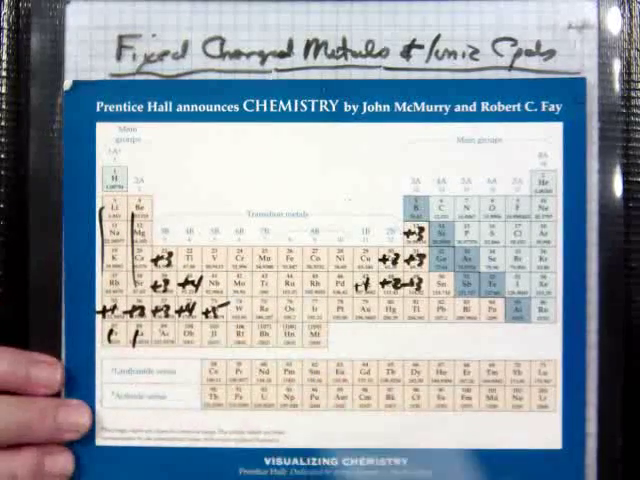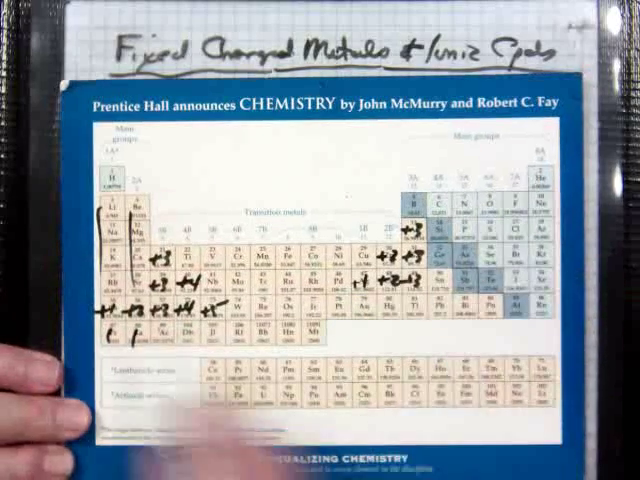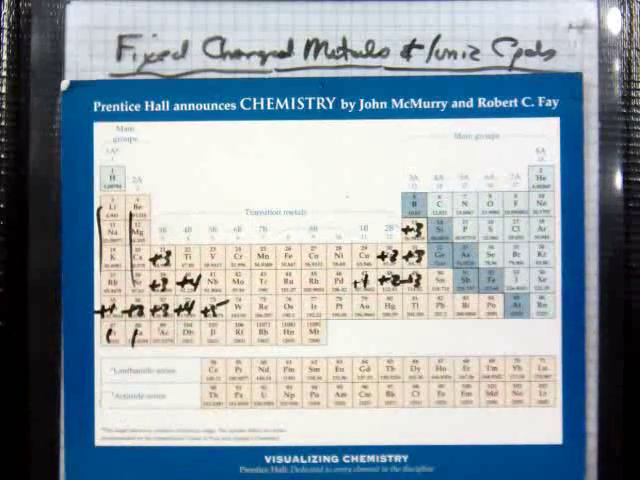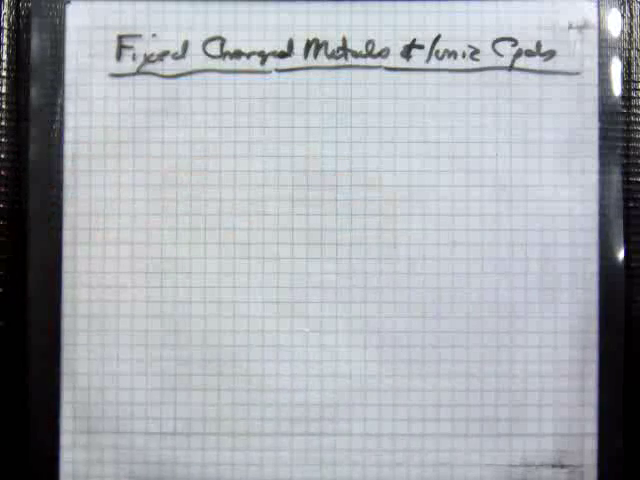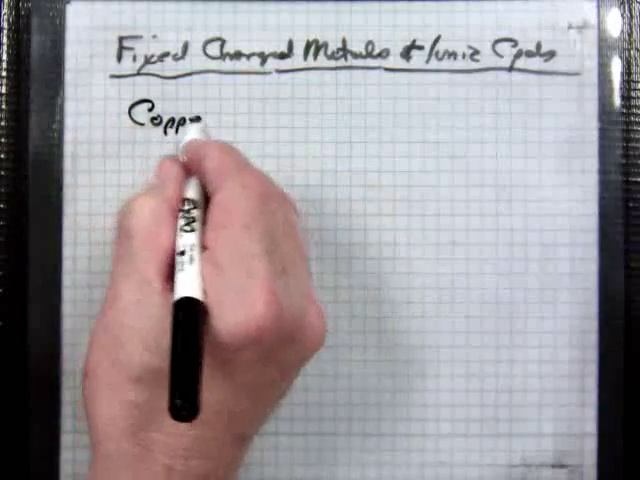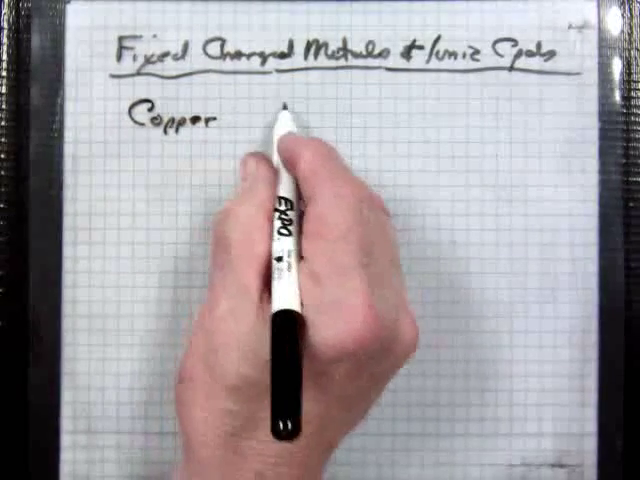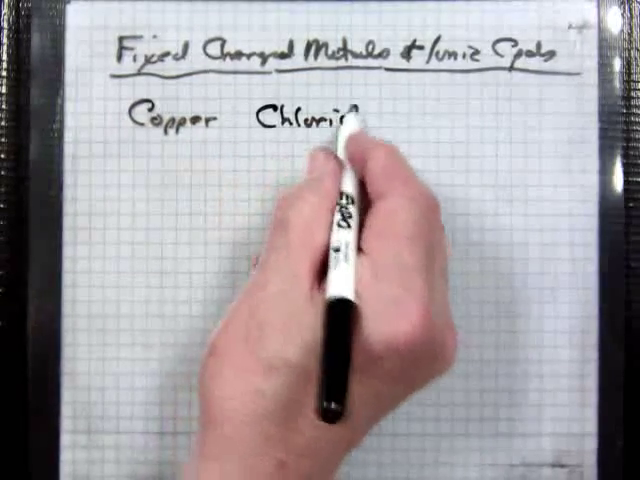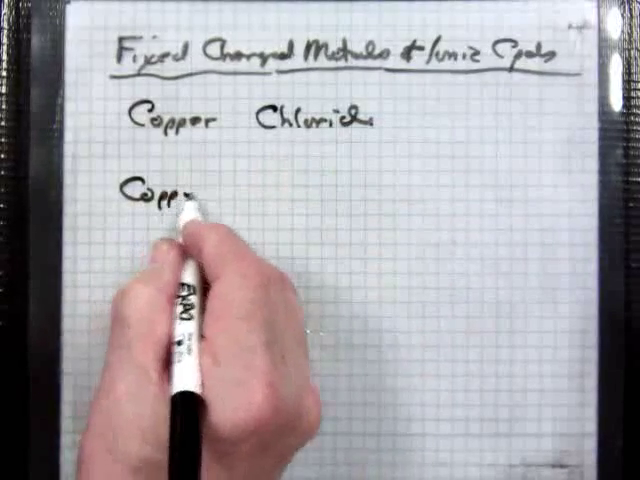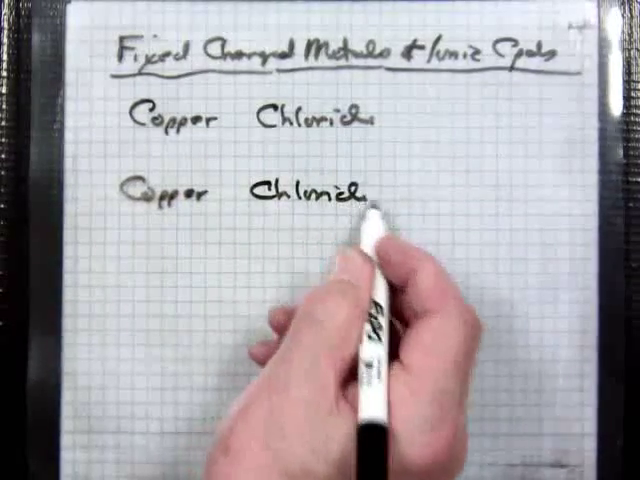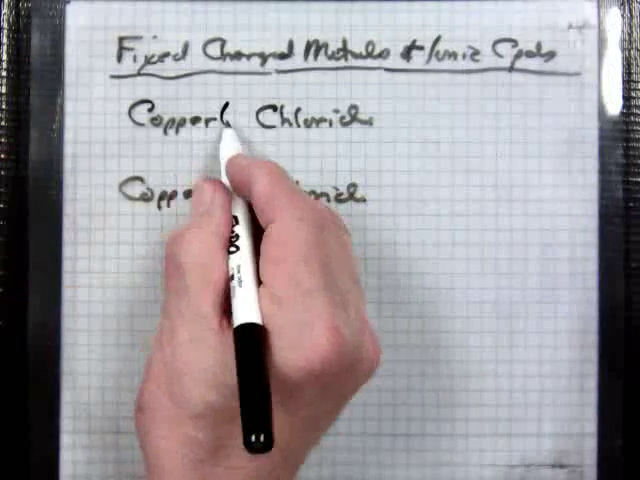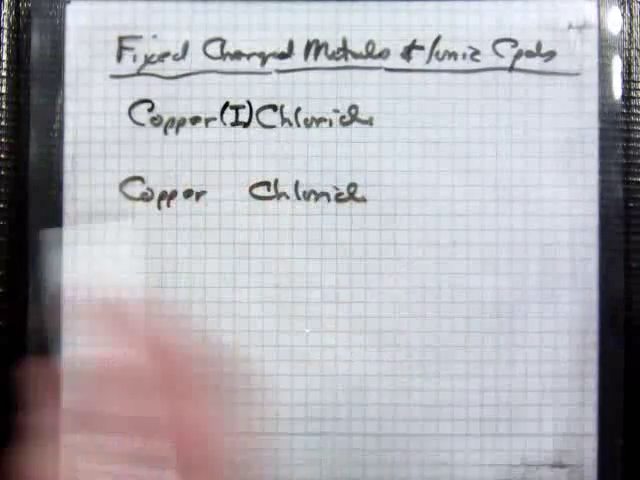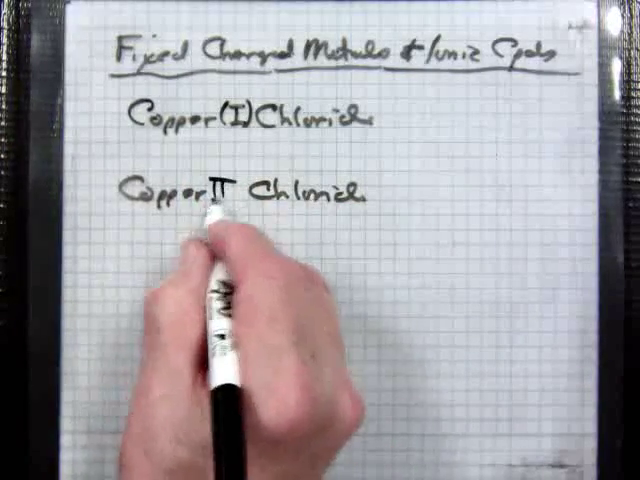All the other metals in here have variable charge, like copper. Copper has a plus 1 oxidation state and a plus 2 oxidation state. If we want to distinguish between the two, say copper chloride and copper chloride, I must do one thing here that's very important so you can distinguish between the two, and that's put the oxidation state in Roman numerals in parentheses after the metal, like that.